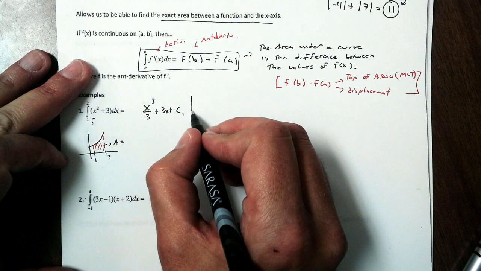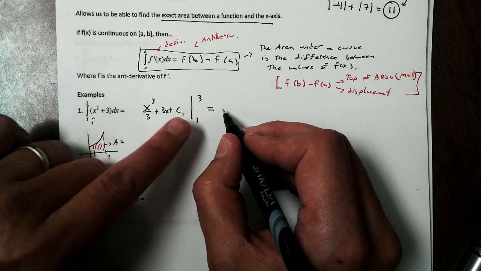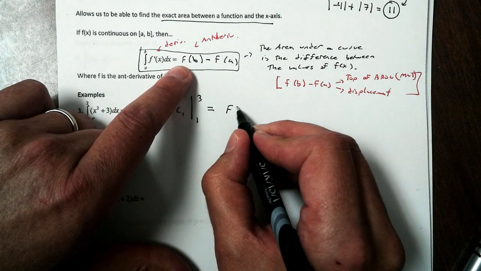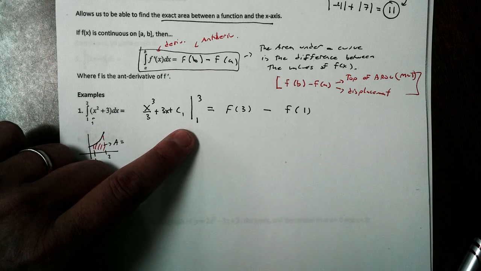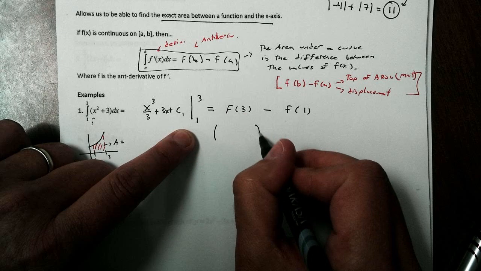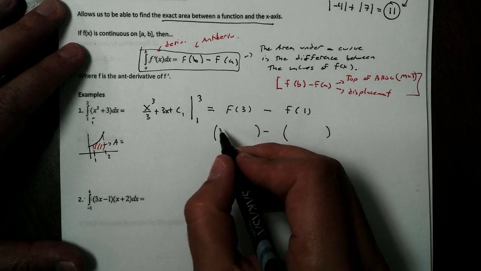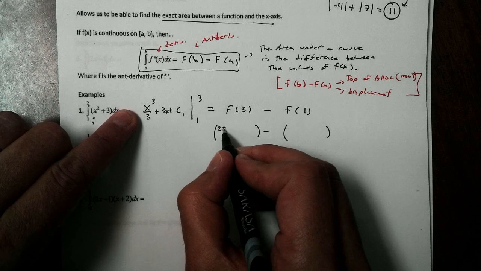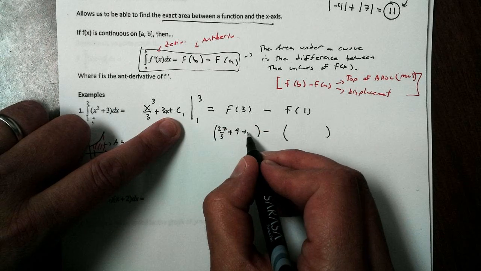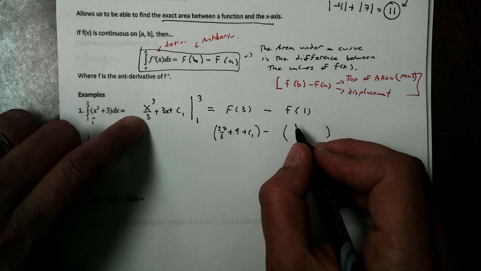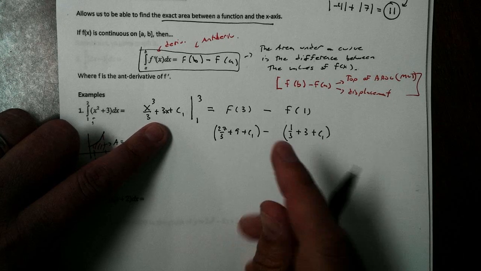Now, there's a lot of ways to write this. We're going to evaluate that from 1 to 3. And now we're going to do the FTC step. The FTC step says to evaluate the function at 3 minus evaluate the function at 1. So when I plug in the 3, I'm going to use parentheses. Trust me, this is the coolest way to do it. It requires very little work. If I plug in 3, I'm going to get 27 over 3 plus 9. I can't really plug 3 in for C1, so I just leave that as C1. Minus, plug in the 1, 1/3, plus 3, plus C1. And let's see what happens here.